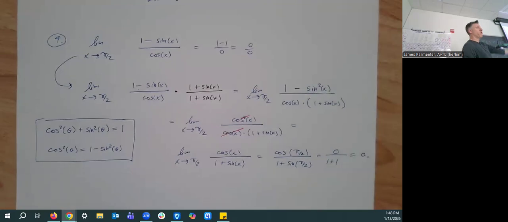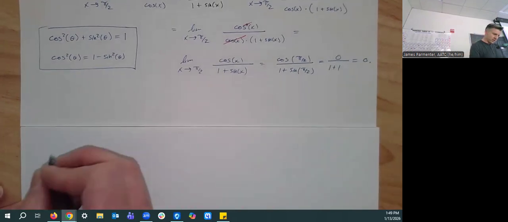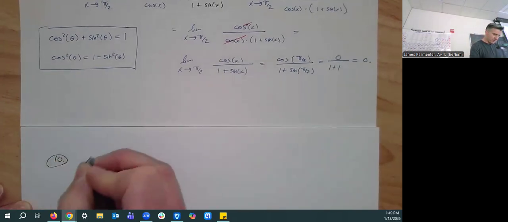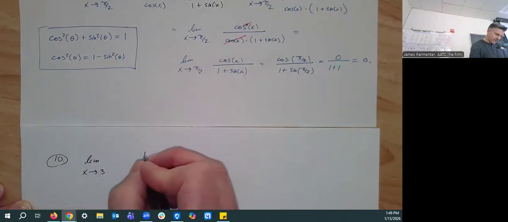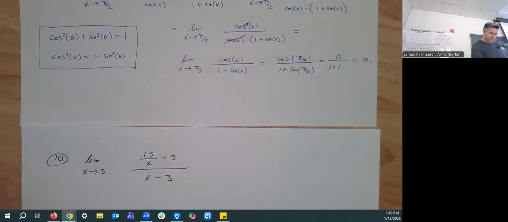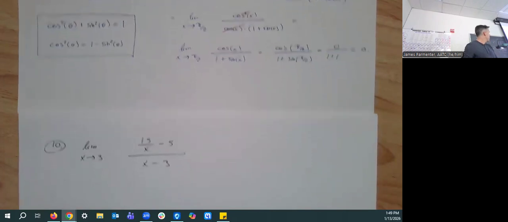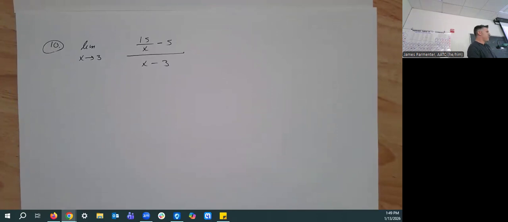Okay. There's one more algebraic thing we talk about typically for dealing with limits, and it's the following. So the last kind of algebraic thing we usually see is something like if I had the limit as x approaches 3 of 15 over x minus 5 over x minus 3. And doing some quick mental math here, we see that 15 divided by 3 is 5, and 5 minus 5 is 0 on the top, and 3 minus 3 is 0 on the bottom. So once again, it's a 0 over 0 type of limit.